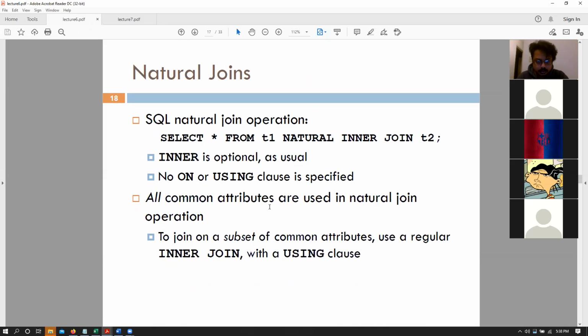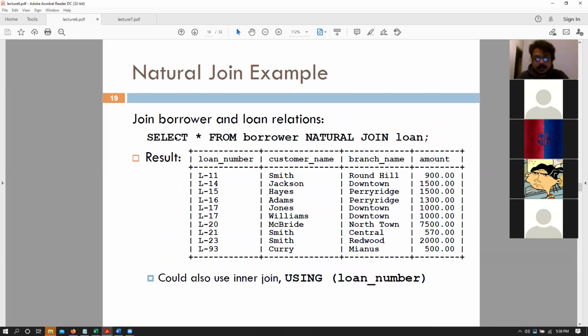Inner is optional. Okay. So if we perform a join operation such as select star from borrower natural join loan, that means we are performing a natural join across two tables, the borrower table and the loan table. If we remember the natural join condition, it will figure out the common attributes between those two tables and join them based on equality conditions on those attributes. Here we do not have any on clause, so there is no condition there. Essentially the common attribute for those two tables was the loan number, and so according to loan number, both of those tables are joined together.